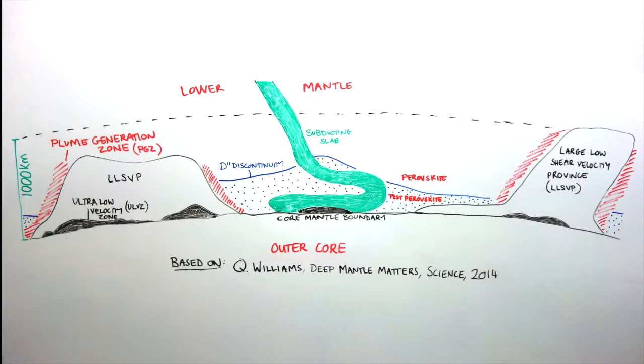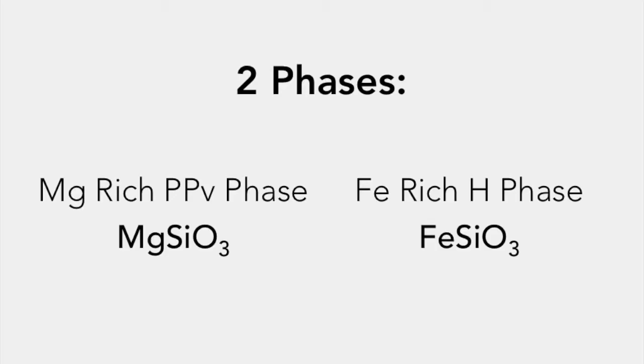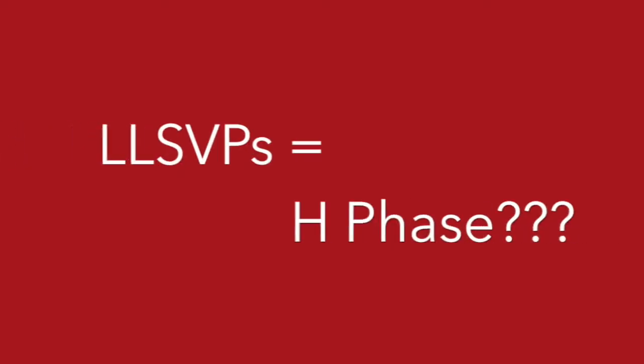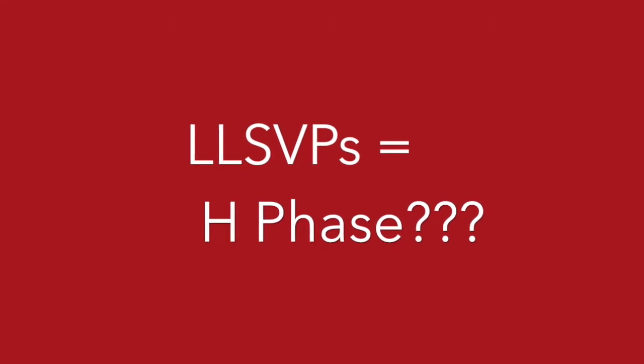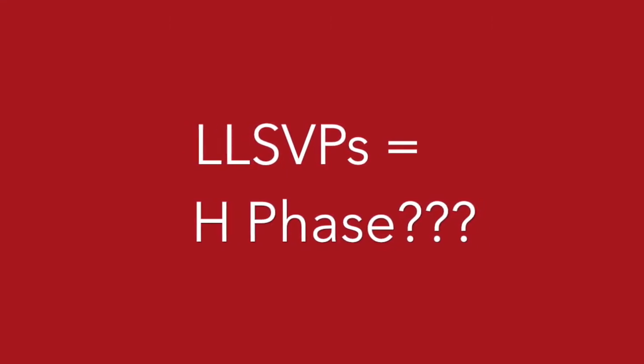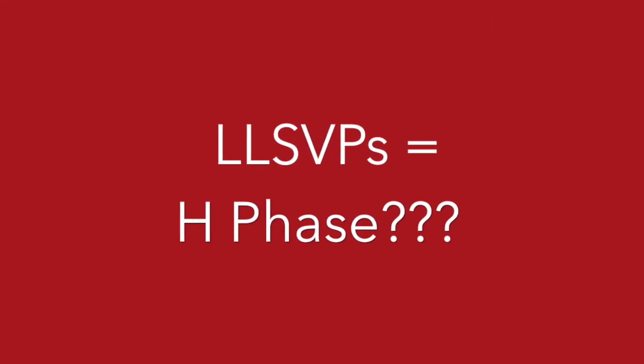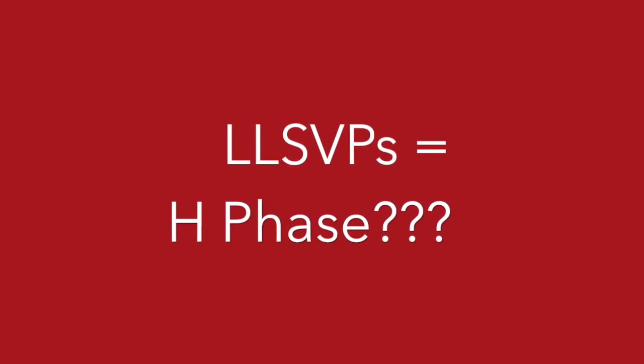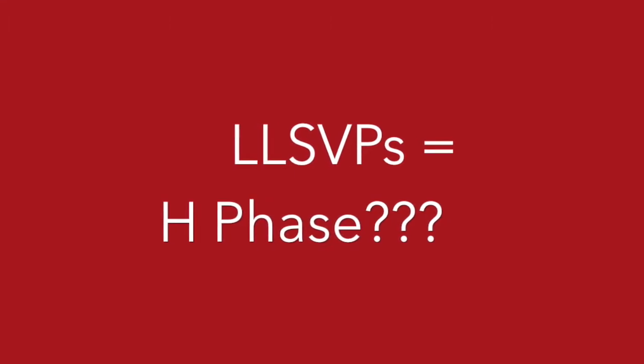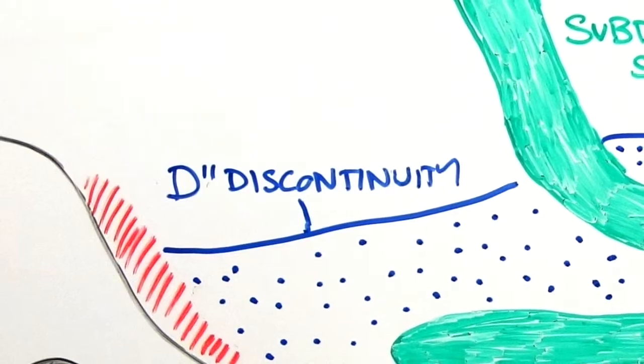Recent research has proposed that the formation of LLSVPs is tied to an additional phase change near the core mantle boundary. The disproportionation of perovskite here produces two distinct phases, a magnesium-enriched post-perovskite phase and a new iron-enriched H phase. If segregation of these can occur, the LLSVPs may represent accumulations of the H phase. The greater iron content can account for both the observed decrease in seismic velocity and a higher density that would be required to prevent the thermally buoyant region from rising.